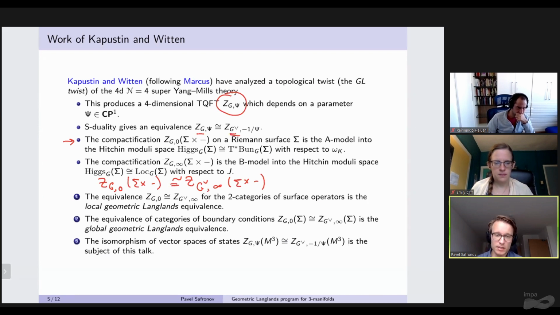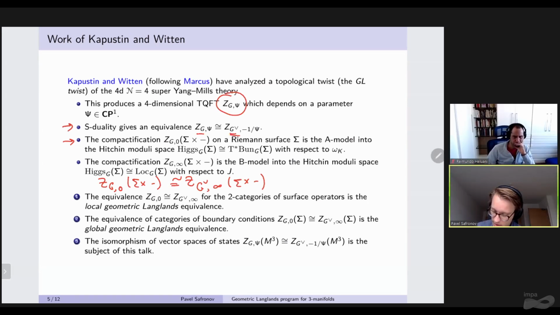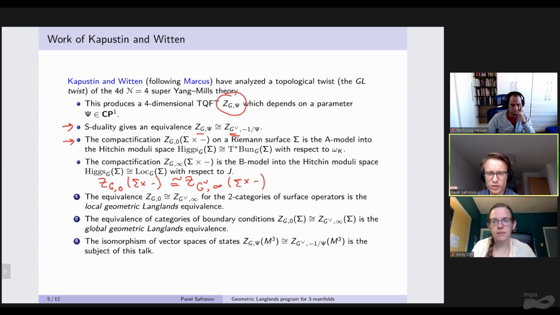Now this S duality is, as I said, an equivalence of 4-dimensional TFTs. So there's a lot more structure you can see besides just this equivalence of categories, and there are structures of different categorical levels. So there are some structures of a 3-categorical nature, of a 2-categorical nature, 1-categorical nature, and so on.